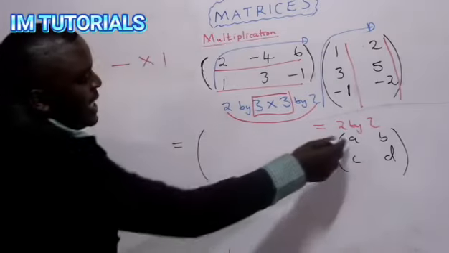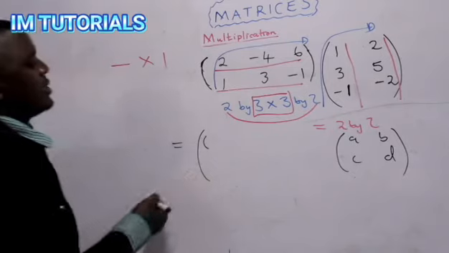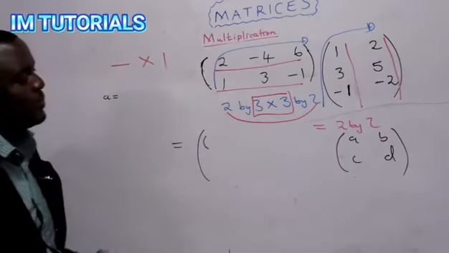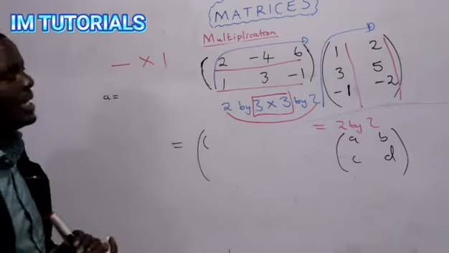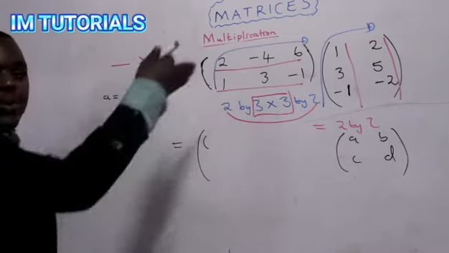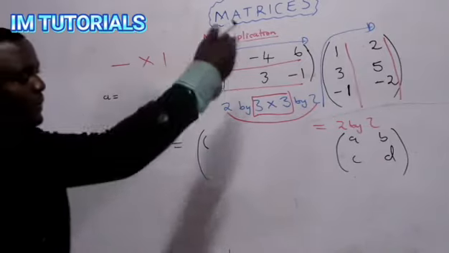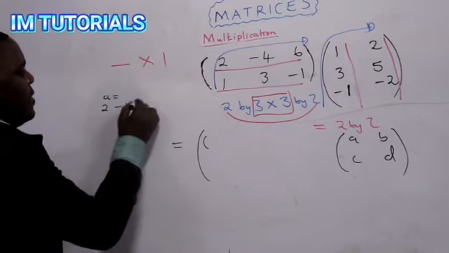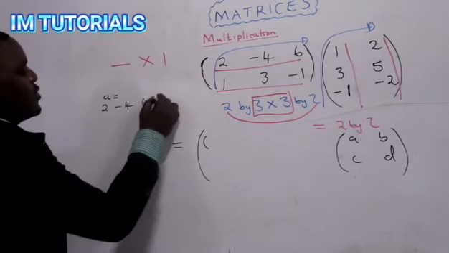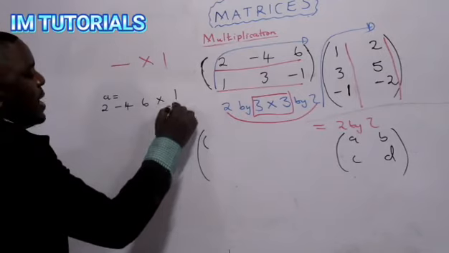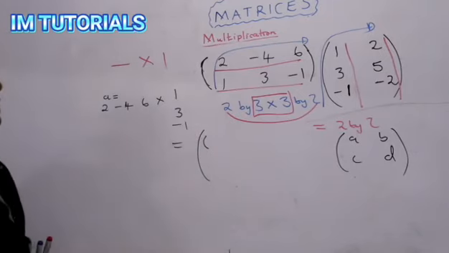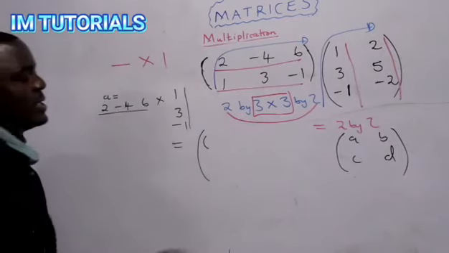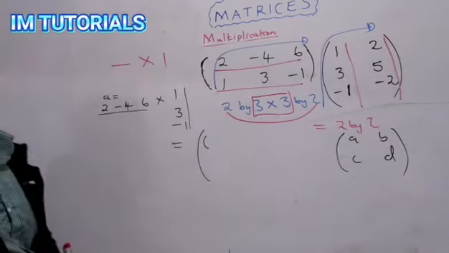We want to find A, right? So which combination suits A? A is a letter which is found at the top, right? So we have to choose the top row times the first column. So the top row is 2, minus 4, and 6, to multiply the first column, which is 1, 3, and minus 1, like this. So this is the top row and the first column, which satisfies the position of A.